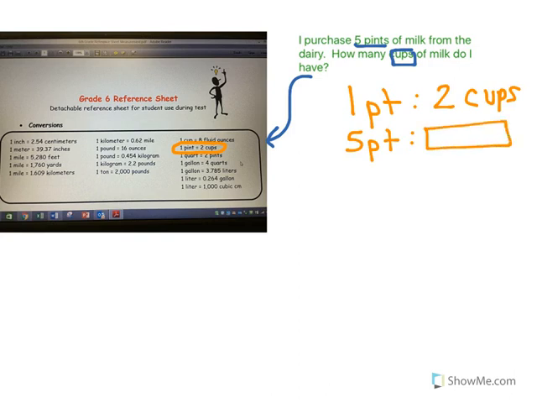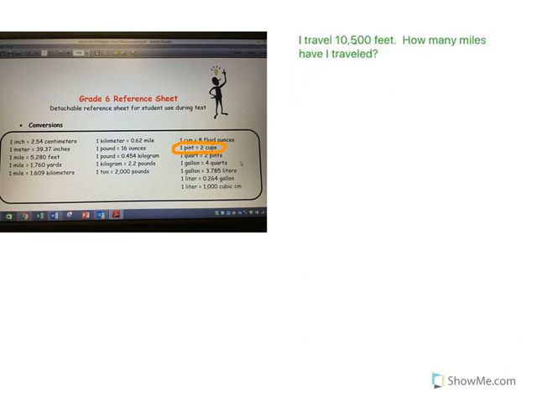It all becomes about relationships again. For 1 to become a 5, I'm multiplying it by 5. And for 2, therefore I must do the same thing to the other side. So 2 cups times 5 is going to give me 10 cups. So that's a nice, easy equivalent ratio.